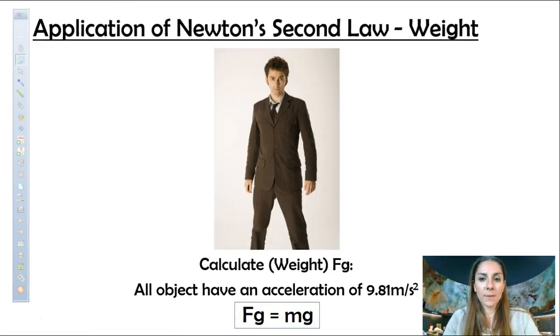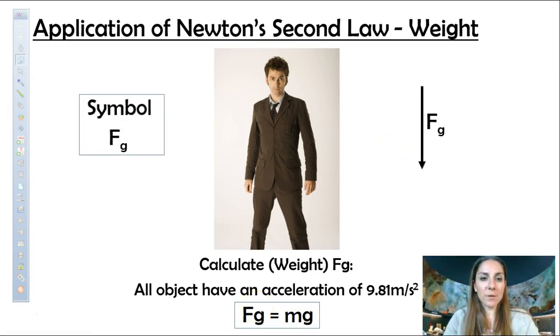So we can find an object's gravitational force if we know the acceleration due to gravity, which is that constant 9.81 meters per second squared. So F equals ma, right? Force is equal to mass times acceleration. But in this case, if we know that this is g, then we're going to be very specific to the force due to gravity. So we can calculate an object's weight, and the symbol is Fg for the force of gravity. So I'm using the word weight, but it's synonymous and can be used interchangeably with the force of gravity.